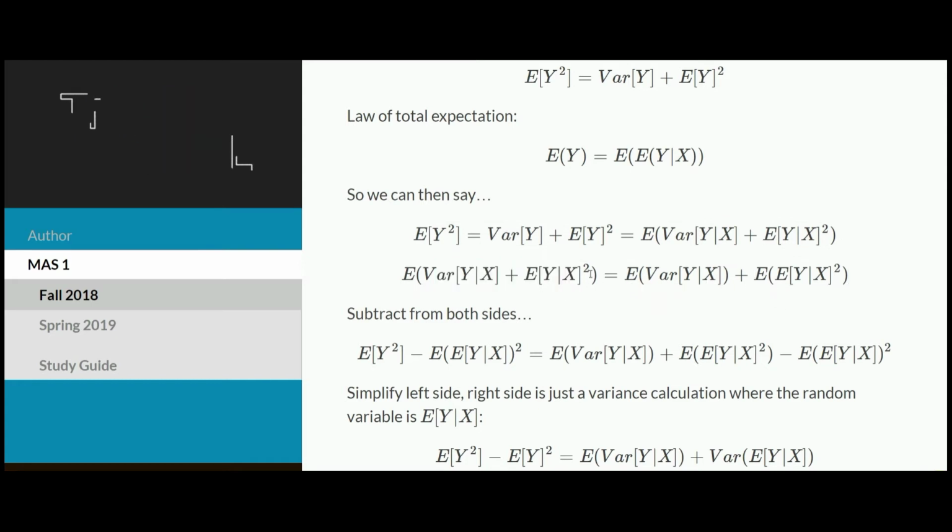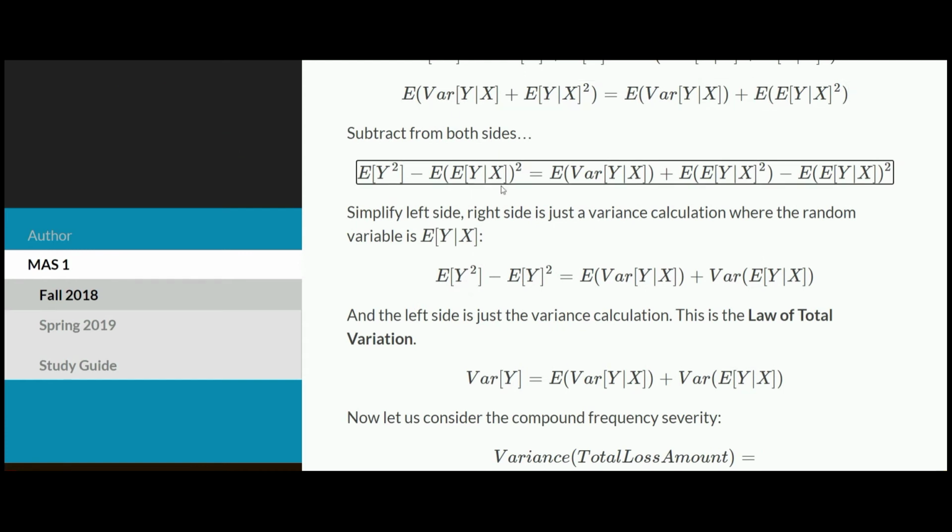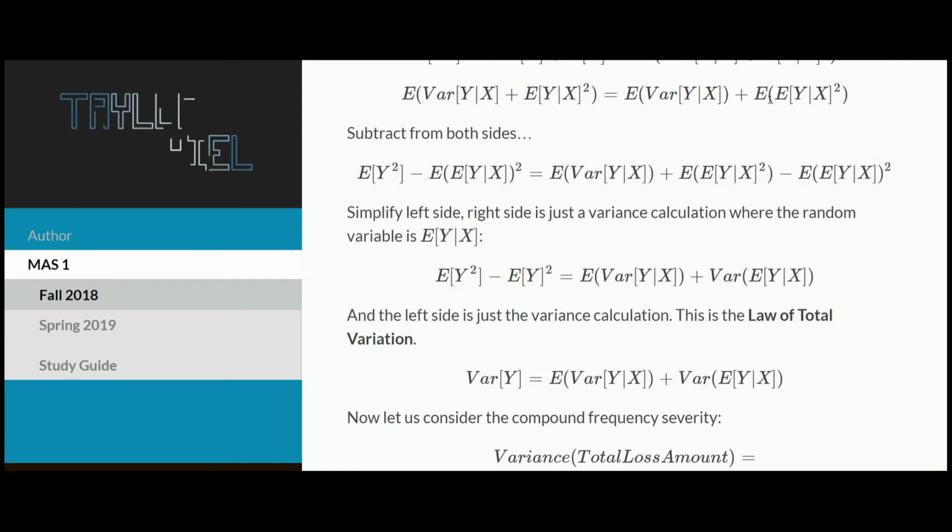And then, since this is addition, we can break the expectation up into its two components. So here I'm just breaking it up into two parts to make them more distinct. We then are going to subtract from both sides this quantity, and the reason we're doing that is we want to simplify this to be a variance. So jumping ahead, we're going to end up with the variance of the expected value of y given x.